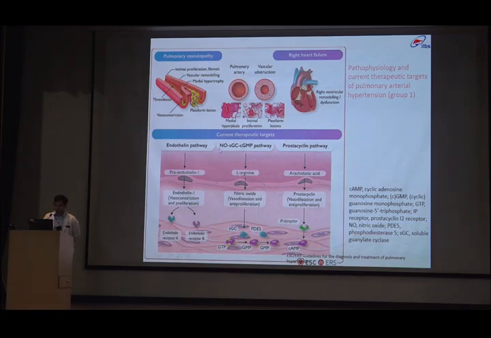So these pathological changes we can also correlate with the therapeutic aspect. There are 3 pathways: the endothelin pathway, the nitric oxide, soluble guanylyl cyclase, and cGMP pathway, and the prostacyclin pathway, which will have relevance in the treatment strategies.